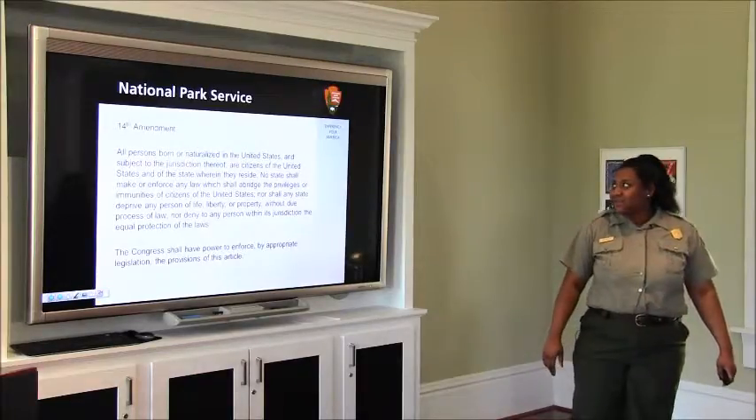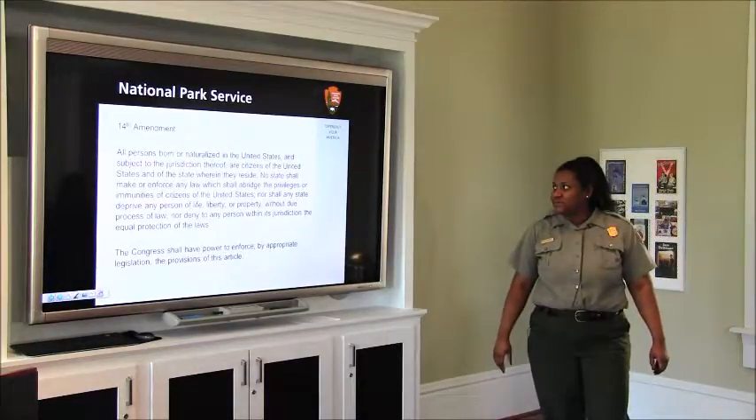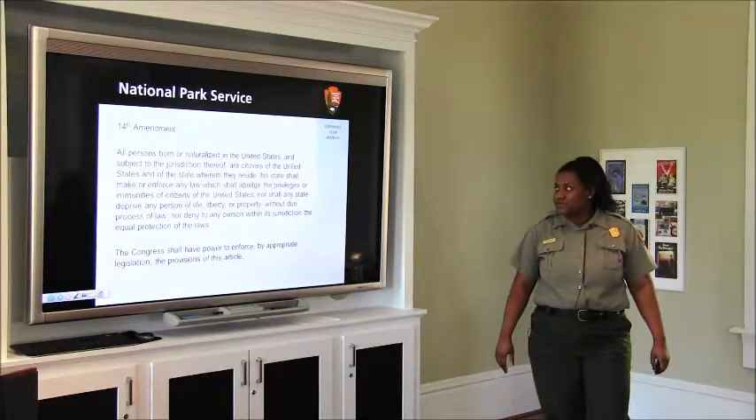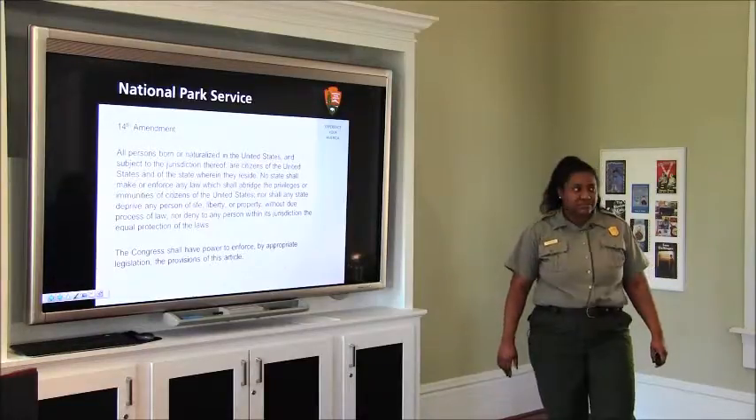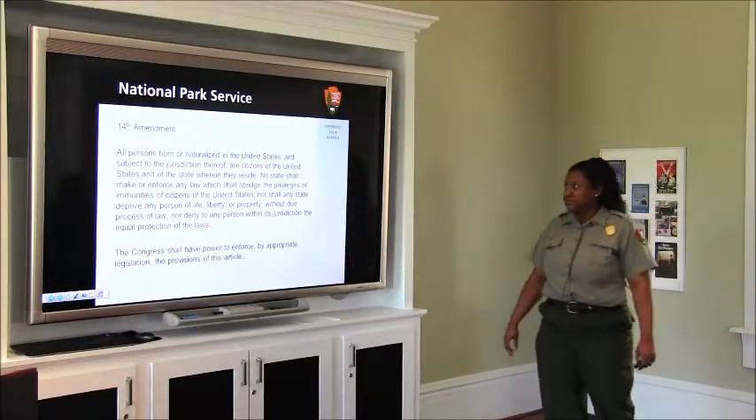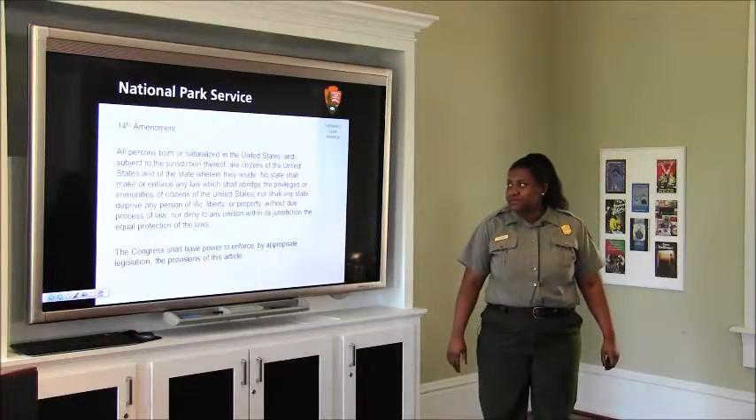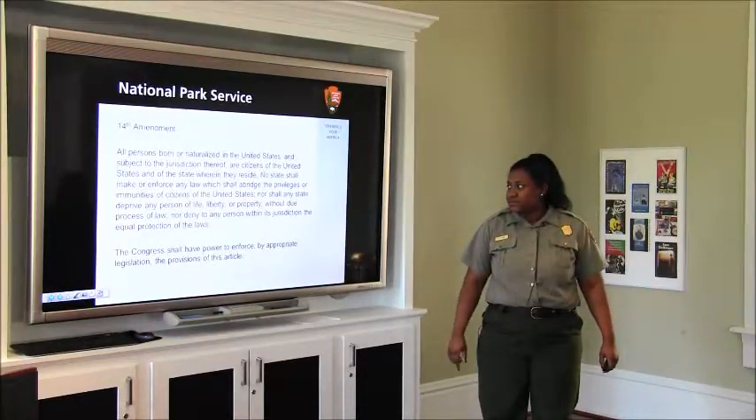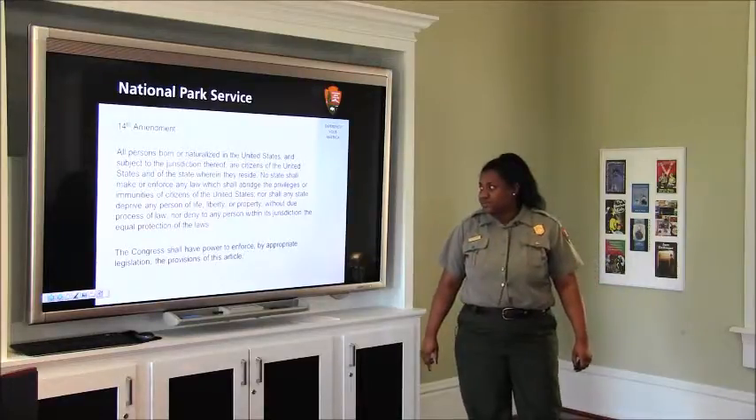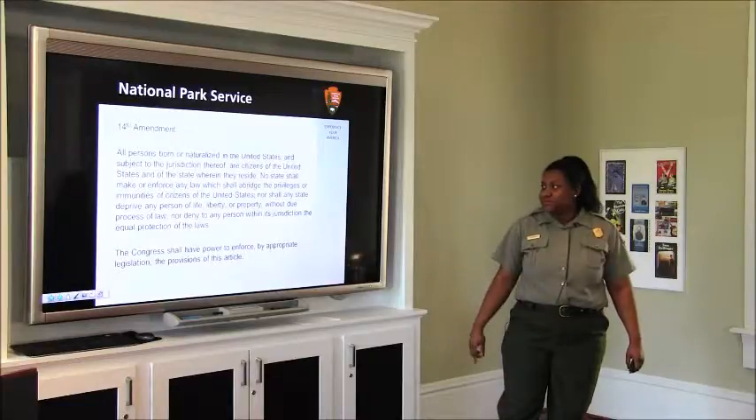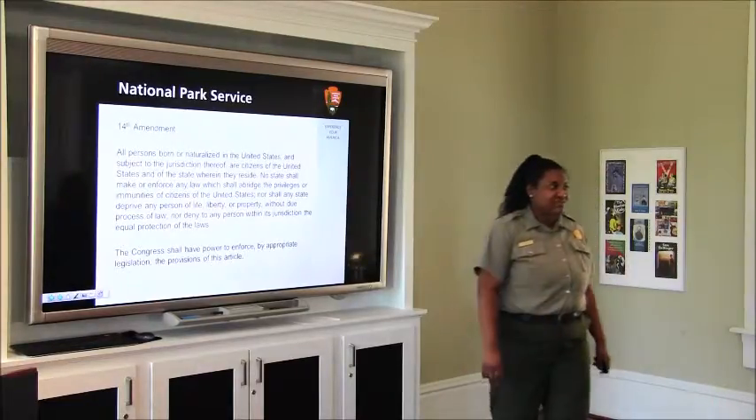All persons born or naturalized in the United States and subject to the jurisdiction thereof are citizens of the United States and of the state wherein they reside. No state shall make or enforce any law which shall abridge privileges or immunities of citizens of the United States, nor shall any state deprive any person of life, liberty, or property without due process of law. Nor deny to any person within its jurisdiction the equal protection of law.